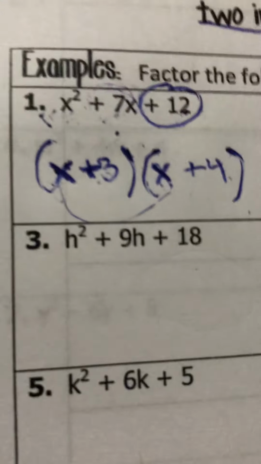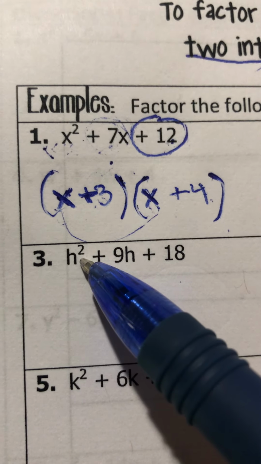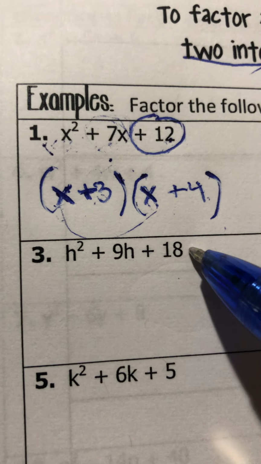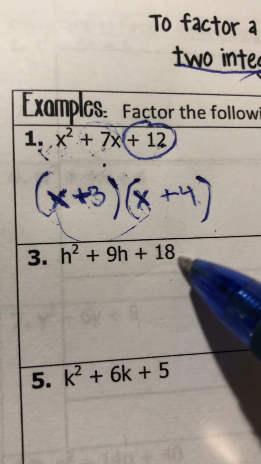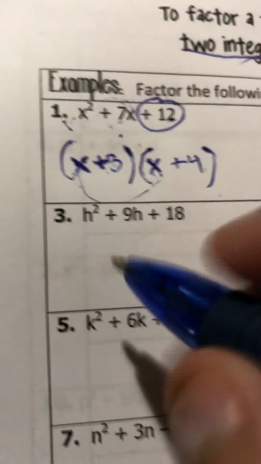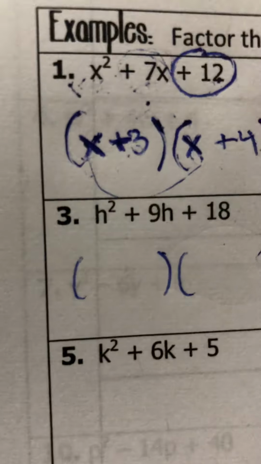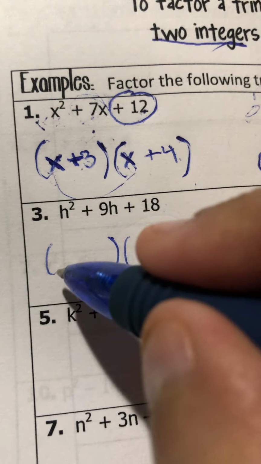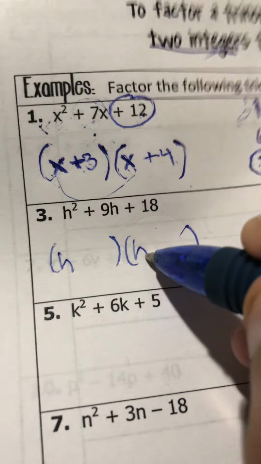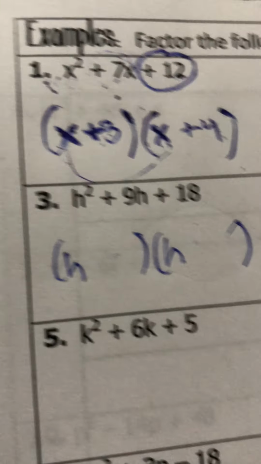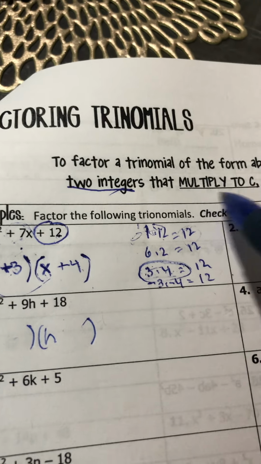This one, h squared plus 9h plus 18. I know the first term is squared, the second is h with exponent 1, and the third is only a constant, no variable. So the format is to make two parentheses. Because the first term is h squared, I write h here and h here, because h times h gives h squared. What comes here, we have to check. So two numbers multiply to give you C.